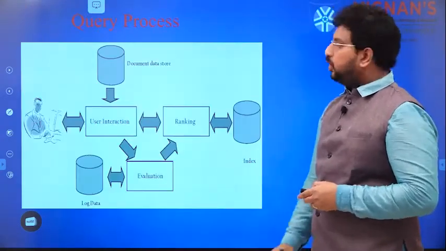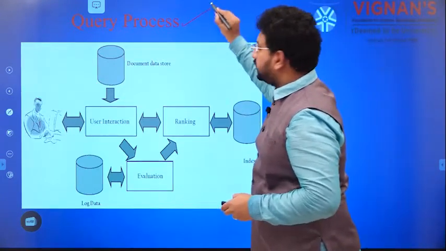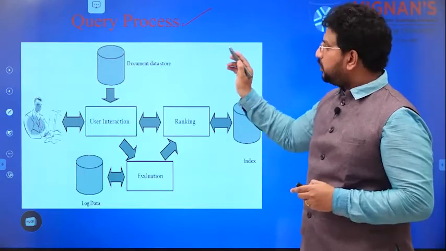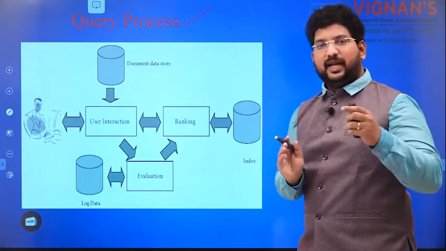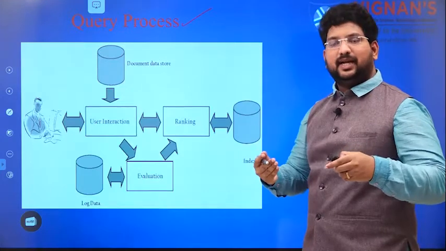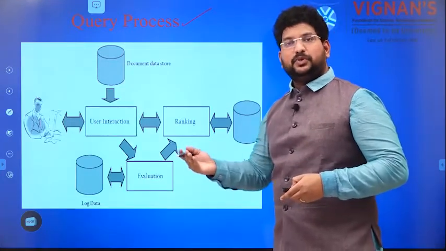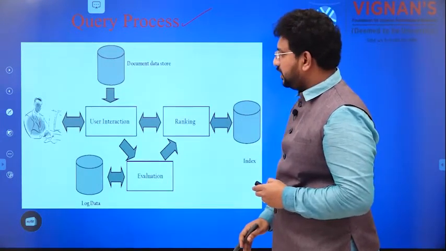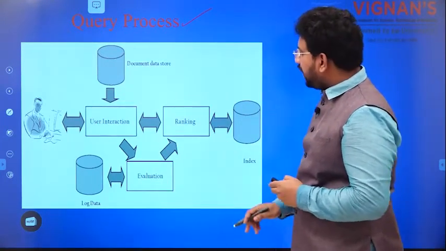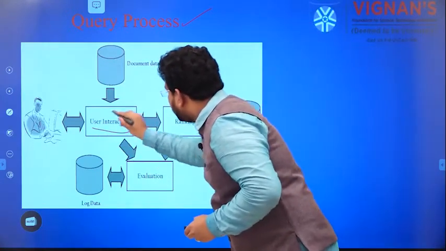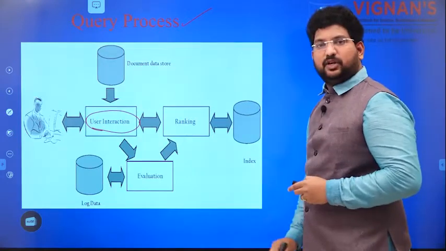Next, we are going to learn about the query process. What is the query process here? We already know that the query process takes the indexes from the indexing process and uses the person's query to produce a ranked list of documents. As part of the query process, we again have three components. One is the user interaction component.